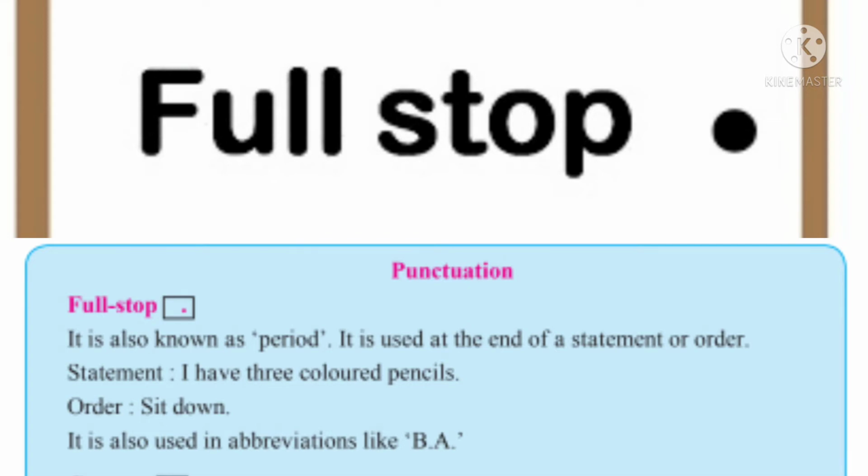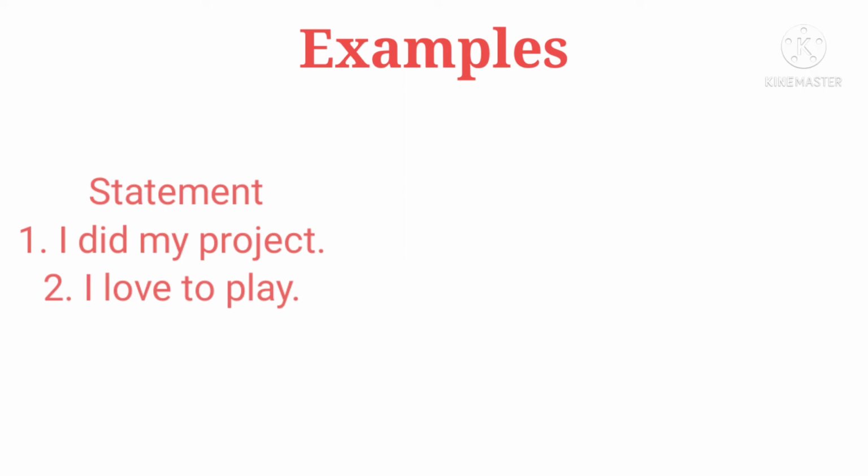Full stop. It is also known as period. It is used at the end of the statement or order. So now students, why do we use full stop? We use full stop at the end of the statement. So basically, the full stop denotes the end of the statement or an order. So children, we use full stop at the end of any statement or an order.